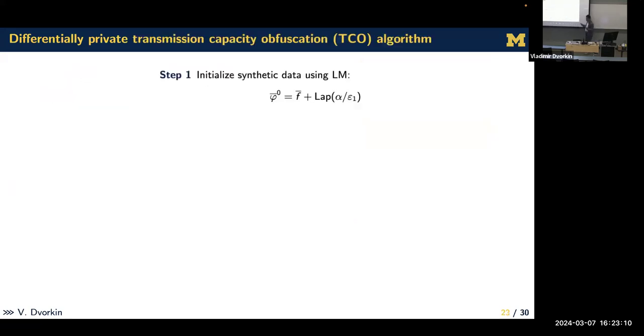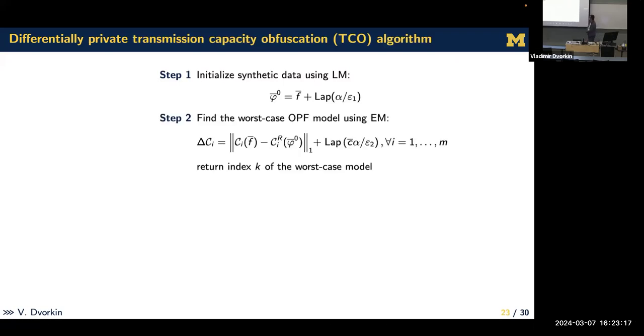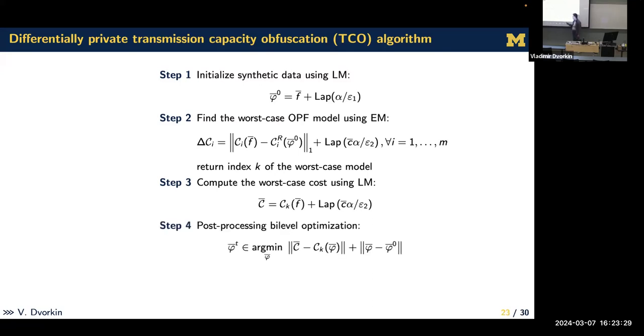Let's look in a bit more detail. I will try to wrap up in a few minutes. So we perturb data, we find the worst case operating conditions where the synthetic data set and real data set differ the most. We then compute a private estimate of the cost on the real data for the worst case model. And then we run post-processing by bilevel optimization that optimizes the synthetic data set and ensures feasibility and cost consistency with respect to the worst case model.